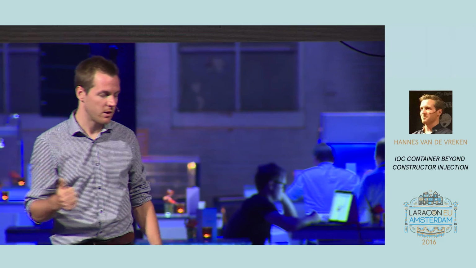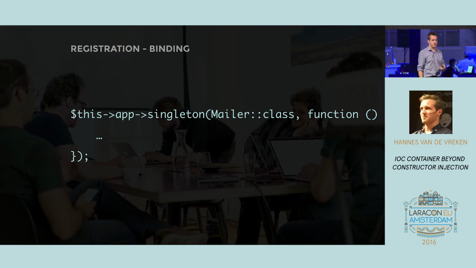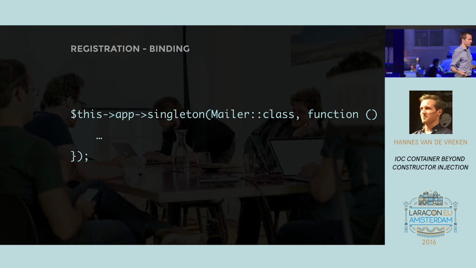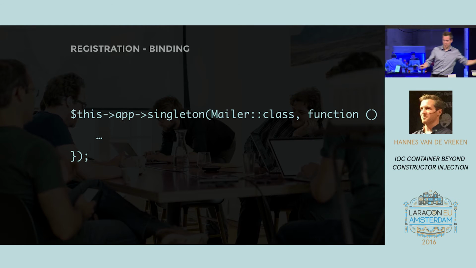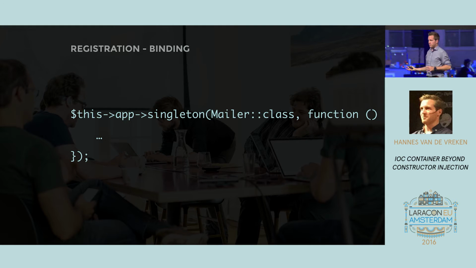If you want this to be executed only once, then you use this app singleton. The result of the anonymous function will be kept in memory, or the container will keep a reference to it and will reuse it whenever someone wants to inject a mailer class. So you only end up with one instance.